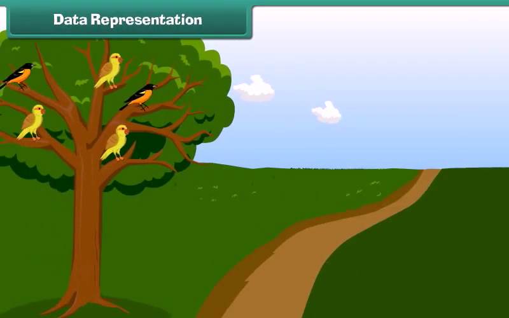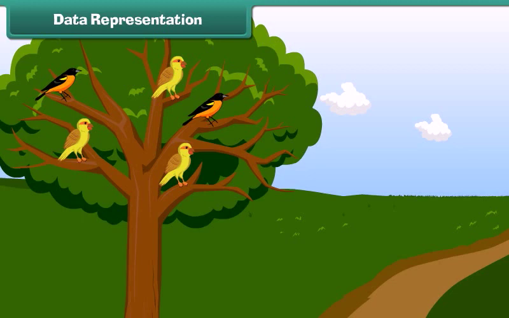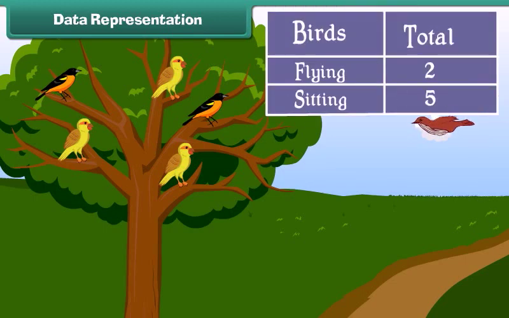It's a so pleasant morning. Look at the birds near the branch of the tree. We will now find the data of birds from this tree. There are 2 birds which are flying and 5 birds which are sitting on the tree.